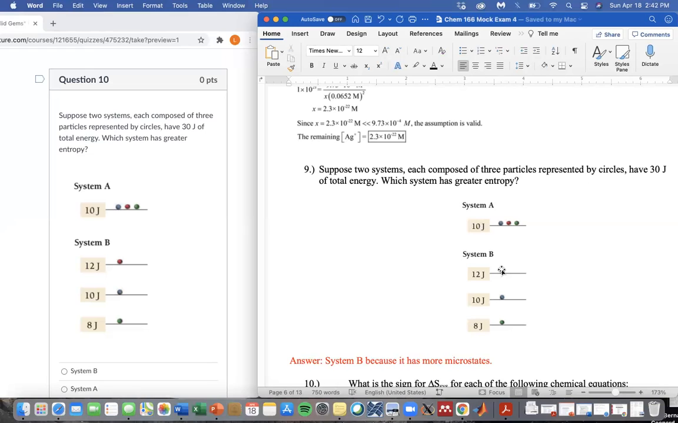So you could have the blue one going to 12 joules and the red one going to 10 joules. You have the red one going to 8 joules and the blue one going to 12 joules and the green one going to 10 joules. You could switch all these particles around and have them be in a bunch of different positions. There are a bunch of different ways for them to move around within this energy system, as opposed to system A. So system B actually has the higher entropy out of the two systems. Does that make sense? Do you have any questions about that one?